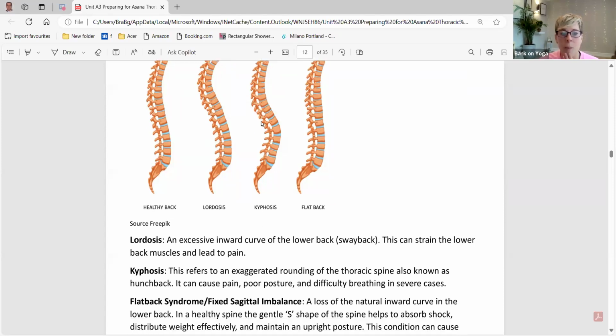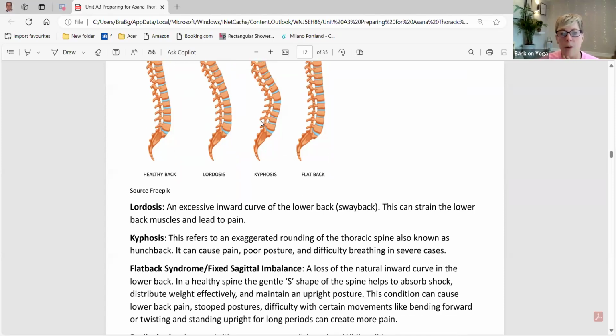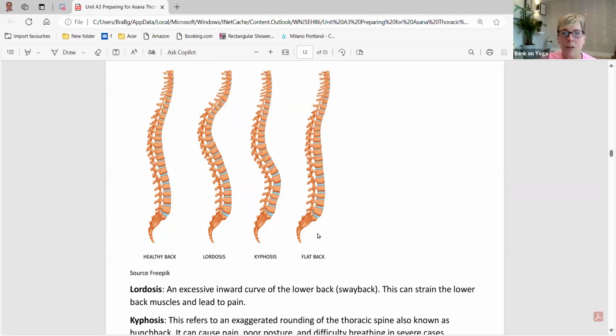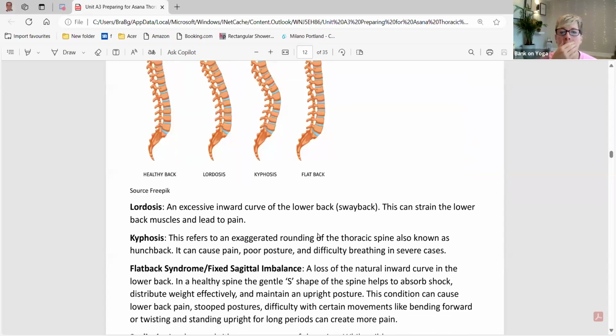Flat back syndrome is also known as fixed sagittal imbalance, which is much more of a word to get your mouth around. So flat back syndrome, I'll show you up here. That's almost a loss of shape in the spine. Can you see that's almost becoming really straight? The S shape is lost. The reason the spine is in that shape is to help absorb shock and to distribute weight evenly and to help you stand up properly. When you lose that S shape, movements become more difficult. So bending forward, twisting, and standing for long periods of time become more difficult.